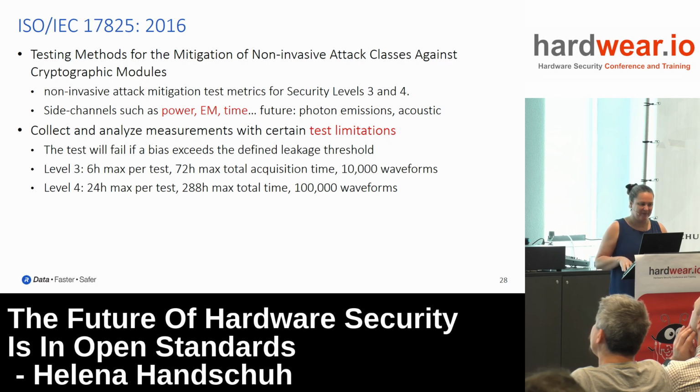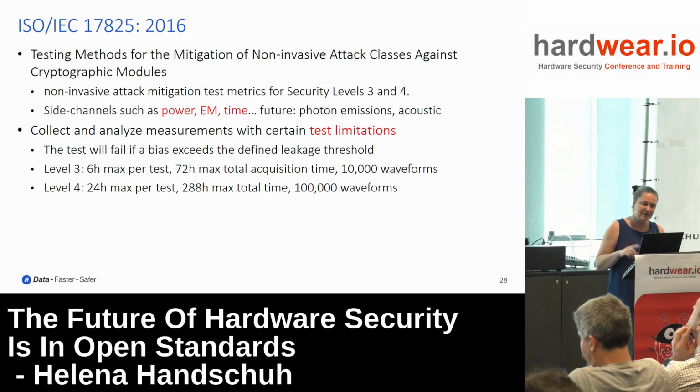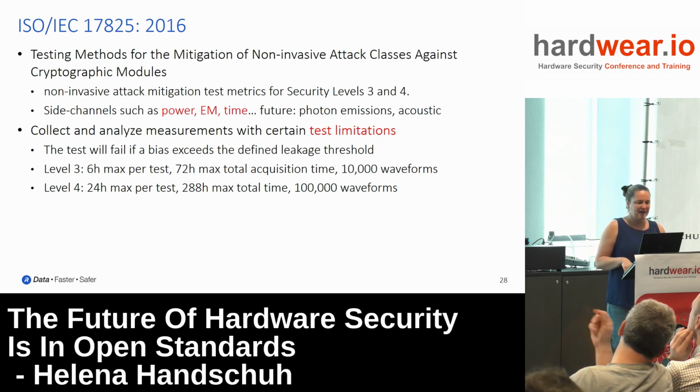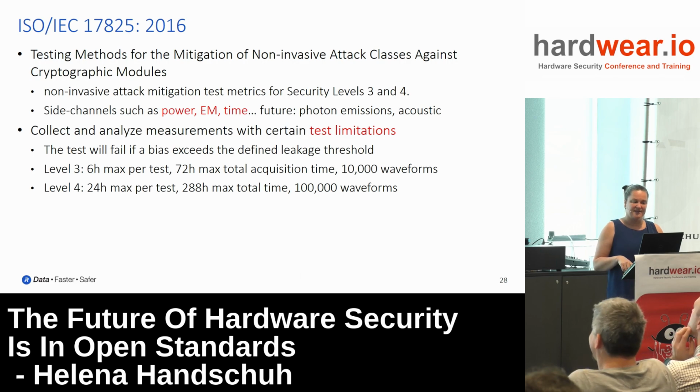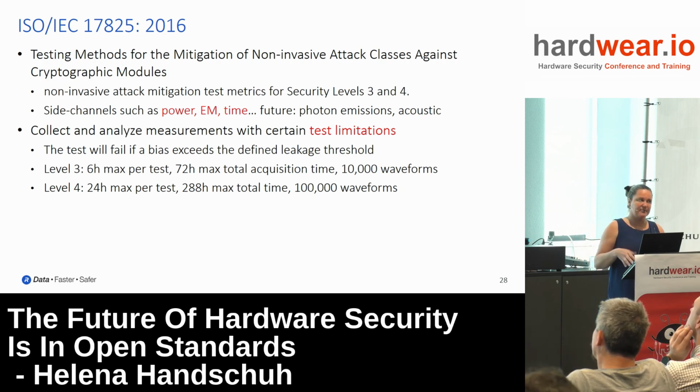But we're very hopeful. Okay, the next one, 17825 from 2016. This one does actually talk about testing methods for the mitigation of non-invasive attack classes, side channel attacks. Non-invasive attack mitigation test metrics for levels 3 and 4. Remember, 3 is strong and 4 is stronger. It talks about side channels such as power, electromagnetic, timing attacks. In the future, there might be room for photon emissions, acoustic attacks, and things like that.